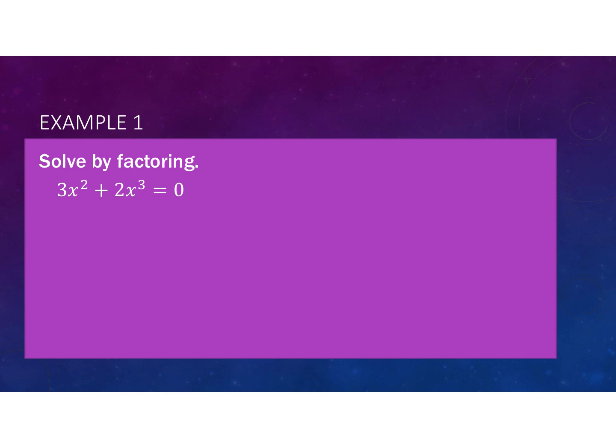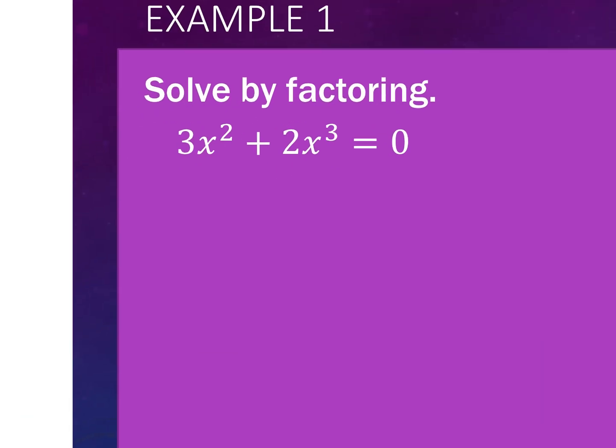Take out the GCF. Our GCF would be x squared. When we take out the x squared, we're left with 3 plus 2x equals 0. From here, we just set them both equal to 0. So x is equal to 0 and x is equal to what? Negative 3 halves. Perfect.